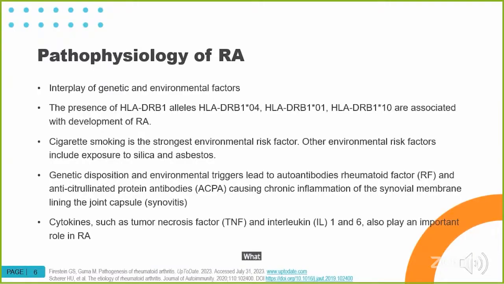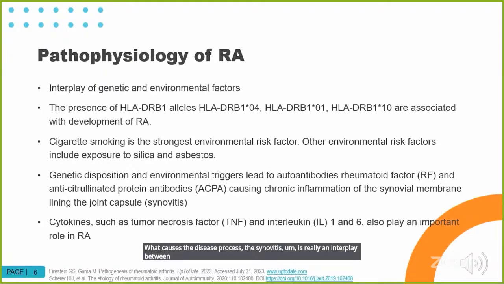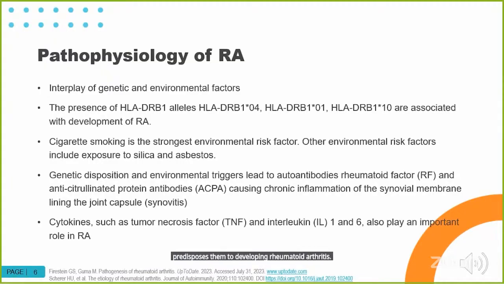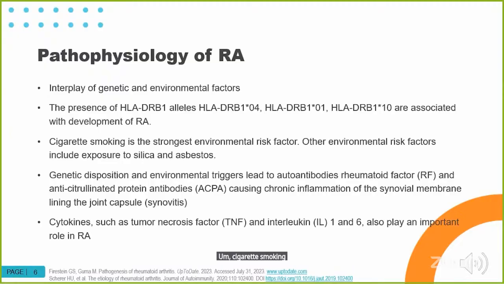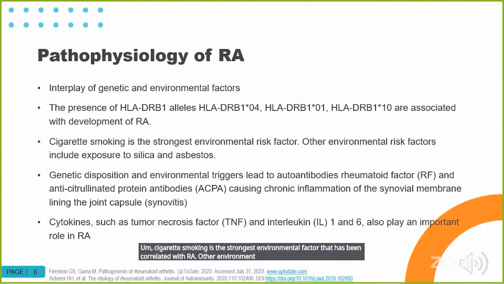What causes the disease process, the synovitis, is really an interplay between genetic and environmental factors. We know that patients with RA have the presence of certain genetic factors that predispose them to developing rheumatoid arthritis. Specifically, HLA-DRB1 alleles have been identified and associated with the development of RA. Cigarette smoking is the strongest environmental factor that has been correlated with RA. Other environmental factors include exposure to silica and asbestos.